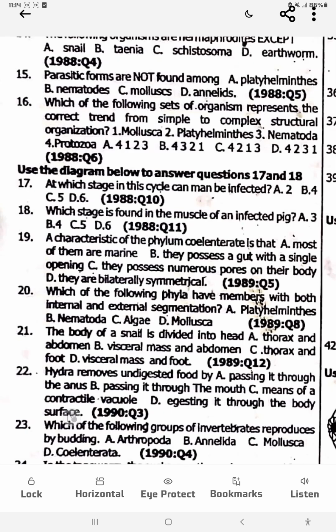Next, its body is divided into three parts: the head, comma, the muscular foot, comma, the visceral mass. Visceral mass. So the body of a snail is divided into the head, the visceral mass, and the foot. Option D. So number 21, option D.